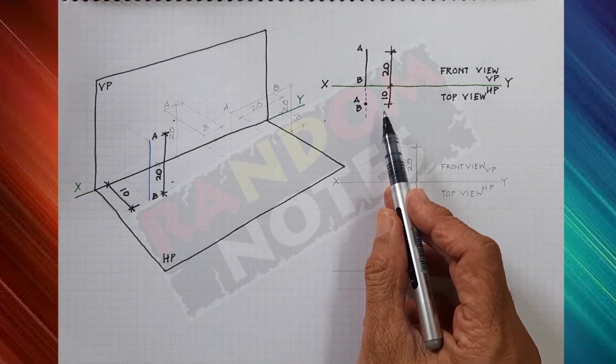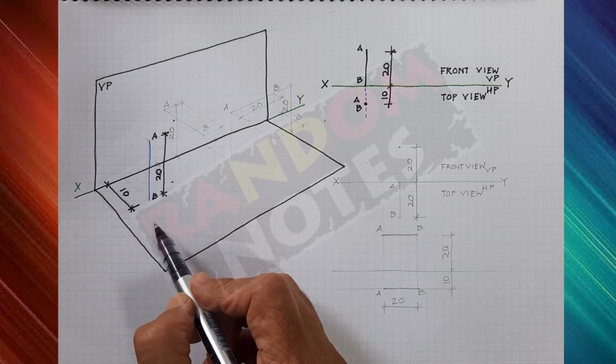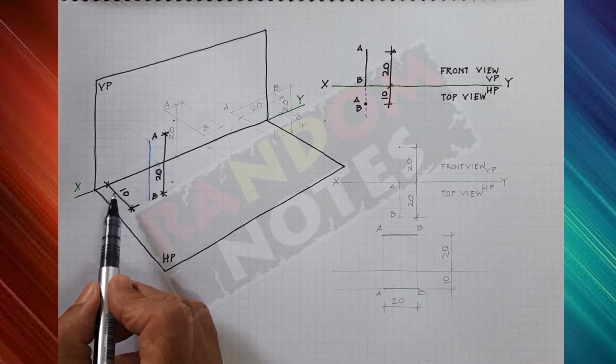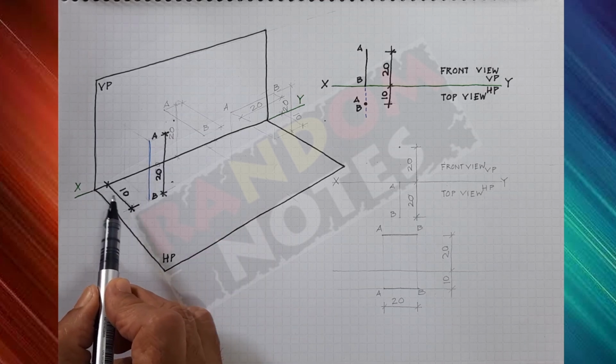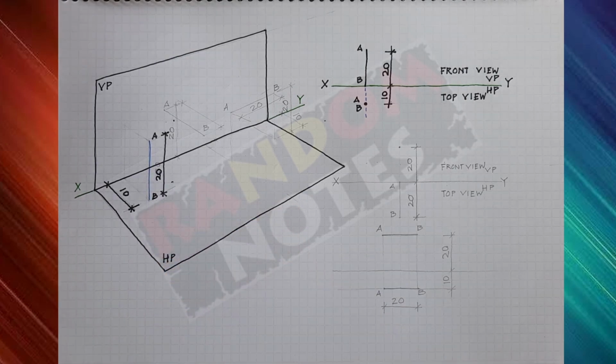So this is our condition, which is condition number 1, where the line is perpendicular to the horizontal plane and it is at a distance of 10 mm from the vertical plane and the length of the line is 20 mm.